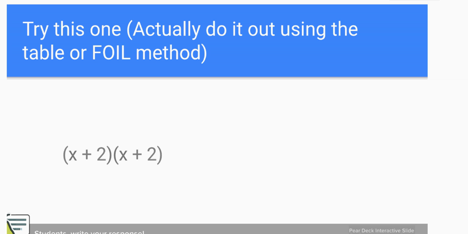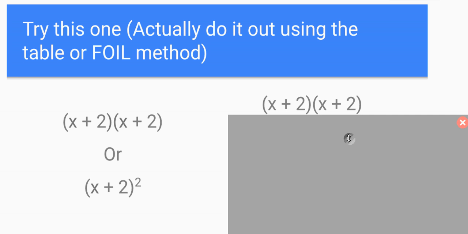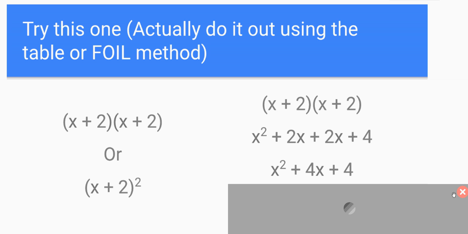FOIL this one out. Take the time to do x plus 2 times x plus 2. See what happens here. Now, x plus 2 times x plus 2 could also be written as x plus 2 squared. Don't get fooled by that. Make sure you recognize that x plus 2 squared is the same as x plus 2 times x plus 2. A lot of people miss that. But when we multiply the two binomials, we get x squared plus 2x plus 2x plus 4, or x squared plus 4x plus 4.